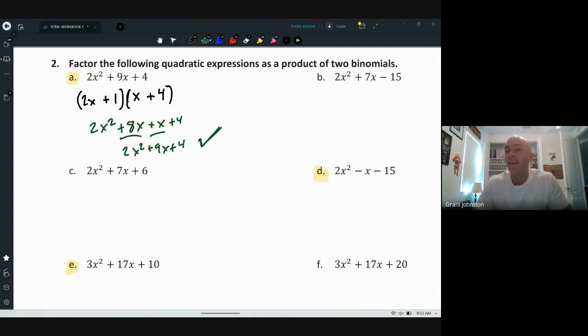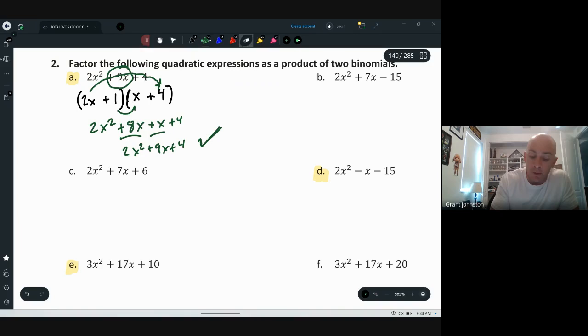So this is guess and check. So you guess and check, and eventually you'll make educated guesses. For instance, I would have guessed this straight from the start, because I know if I do a 2 times the 4, that's going to get me an 8x. And then that'll be really close to my 9x. And the 1 times the x is 1x, which will give me that 9x. So you'll get better the more times you guess and check.